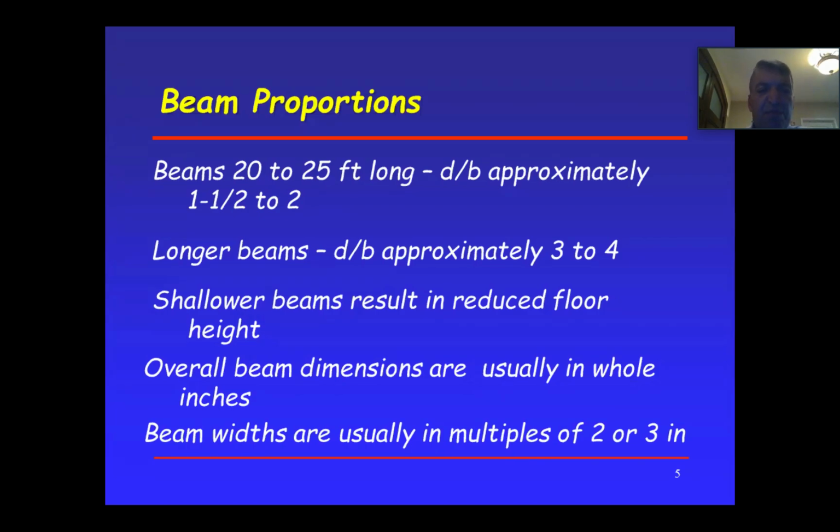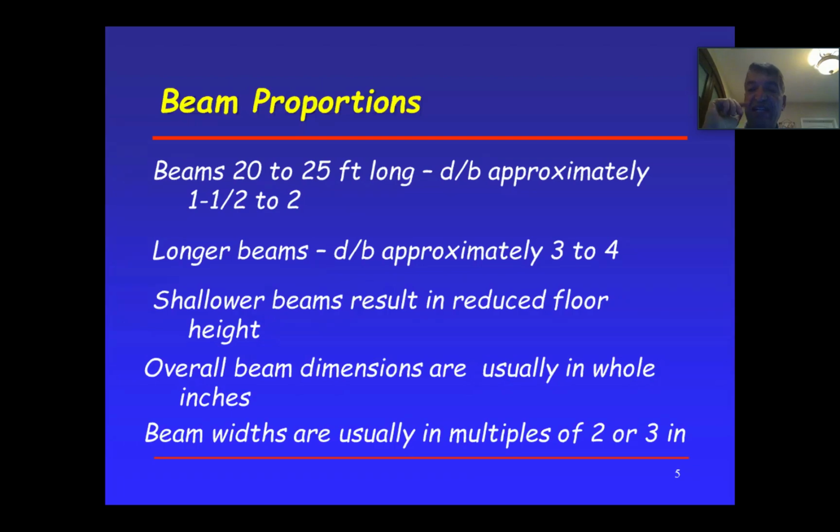Okay, the first one says beams 20 to 25 foot long. These are the actual sizes, the civil engineering sizes, the practical sizes out there. We don't design beams that are 5 feet long or 4 feet long. Our beams are 20 feet long, 25 feet long. Why? Because in a commercial building, the distance between the columns usually is about 20 to 25 feet. Look at our project: one dimension was 30, the other one was 40, right?